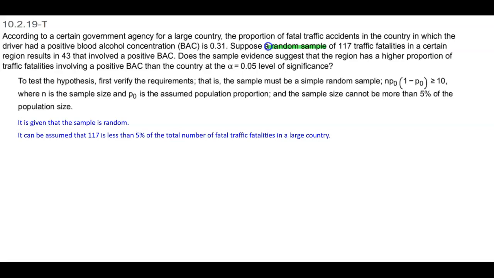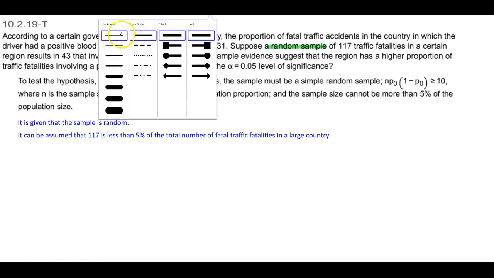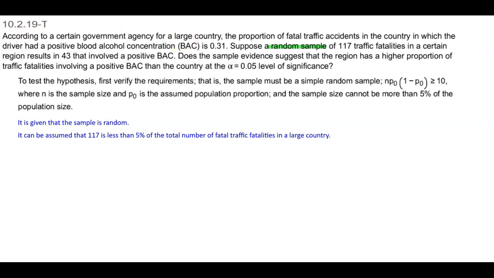In addition to that, we also know that it can be assumed that 117 is less than 5% of the total number of traffic fatalities in a large country. Next, we want to verify that n times the assumed population proportion times 1 minus the population proportion is greater than or equal to 10. So let's go ahead and do that. First, let's identify what n is. Well, n represents the sample size, which is 117.